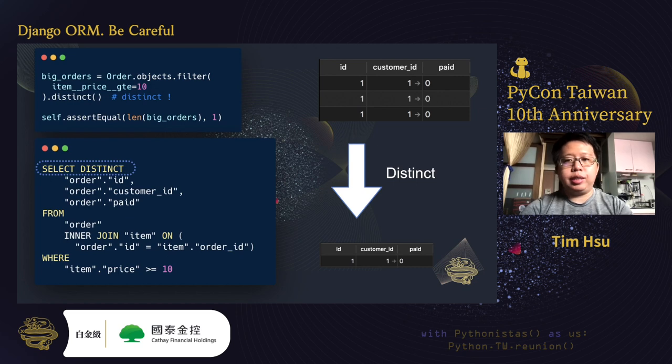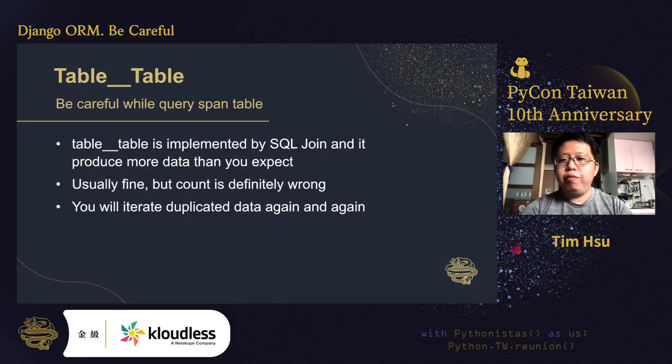The solution is quite simple. Just add a distinct method. The underlying SQL will use the SELECT DISTINCT keyword to remove duplication. That's only one row in the result data. If you see a double underscore, please clarify the relationship and be careful of duplication. Maybe you should add distinct after your queryset.